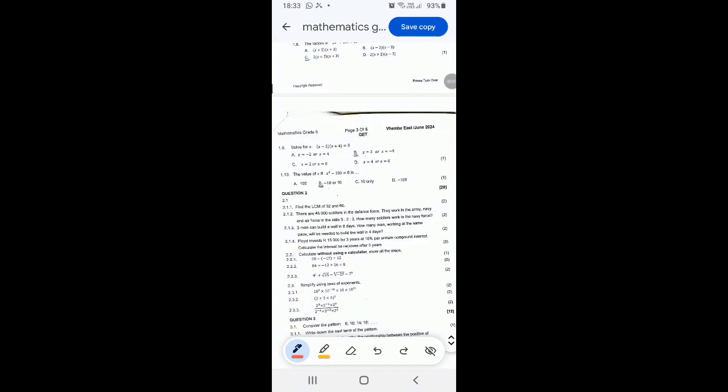Okay, question 2. 2.1.1. Find the LCM of 32. Okay, let's create some table. 32 here.